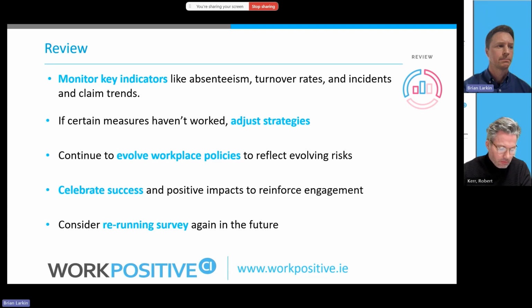And consider rerunning the survey again in the future. It could be an 18-month, 2-year time frame. You need time to implement measures, to see how they're working, and then you may wish to consider rerunning the survey again. Many organisations and many of our client state authorities have done that, and it allows them to see how things have progressed within the organisation.